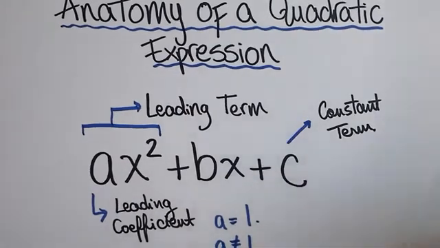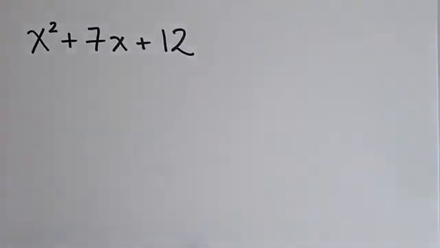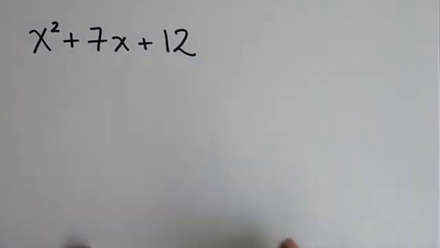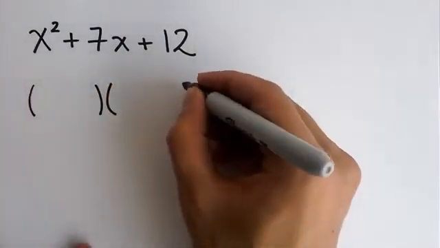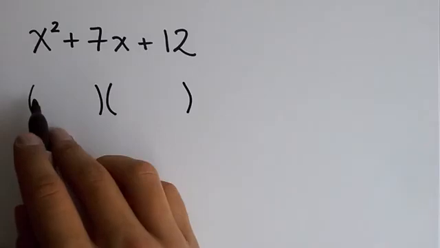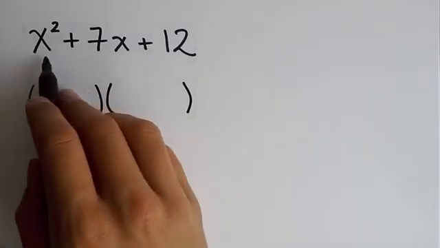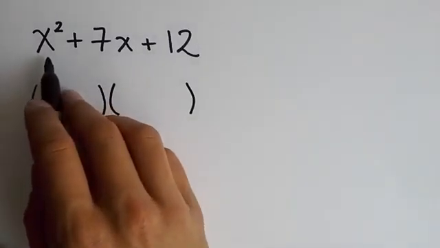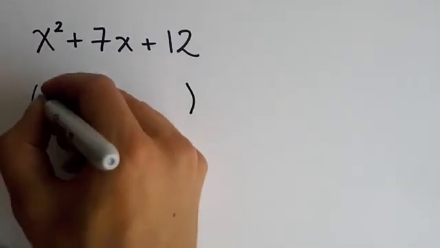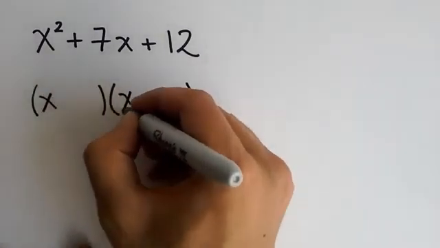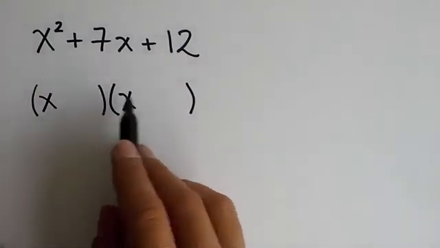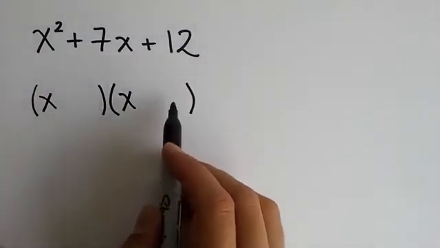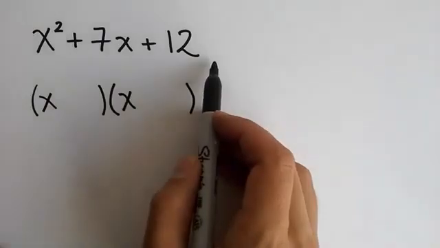Let's check out our first example. x squared plus 7x plus 12. So we know that a quadratic expression can be factored into two parentheses, where the first two terms should multiply up to the first one. So two things that multiply to x squared, there's no other than x and x. Now, for the second terms of each parenthesis, we want to put numbers that multiply up to 12.